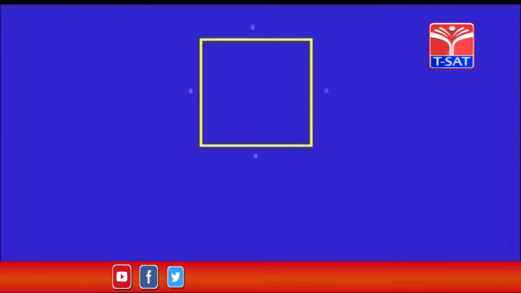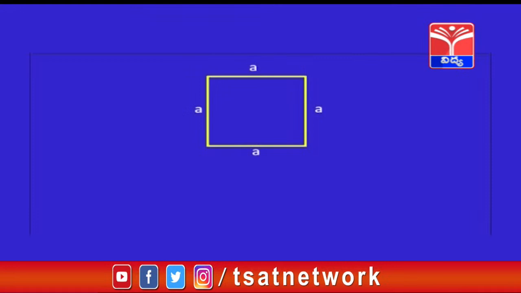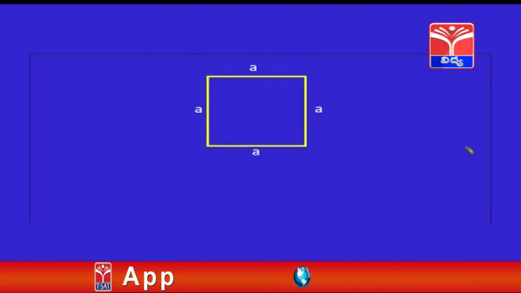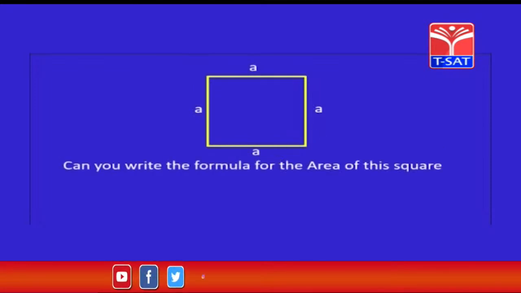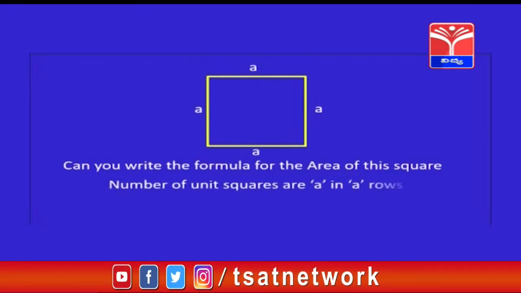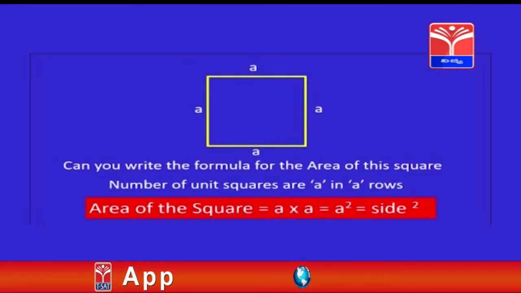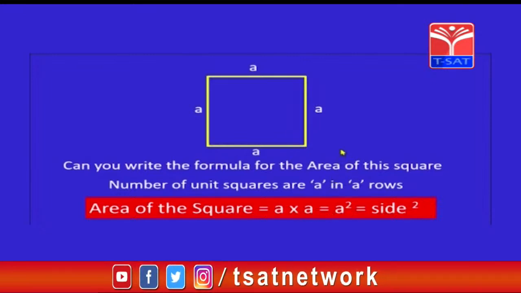Now try to give the formula of this square. All the measurements, all the lengths are equal. So in the same manner, we should multiply length into breadth as in the rectangle. Here length is A and breadth also A. So we should multiply two equal sides like this. So what will be the formula of area of this square? Yeah, number of unit squares are A in A rows. Area is A into A. Here A into A should be written like this, A square, that is side square, side into side. This is the area of a square.